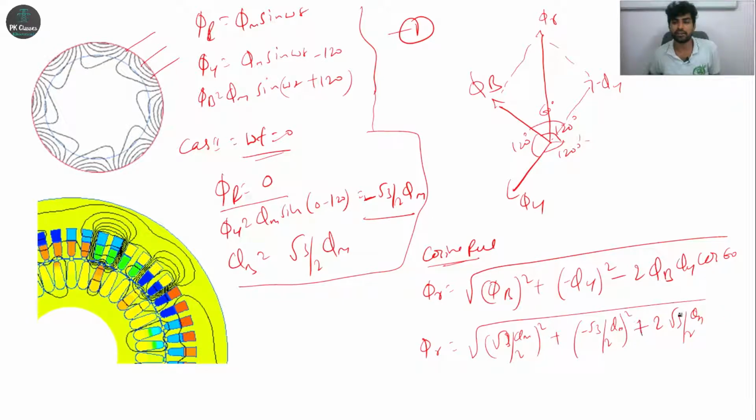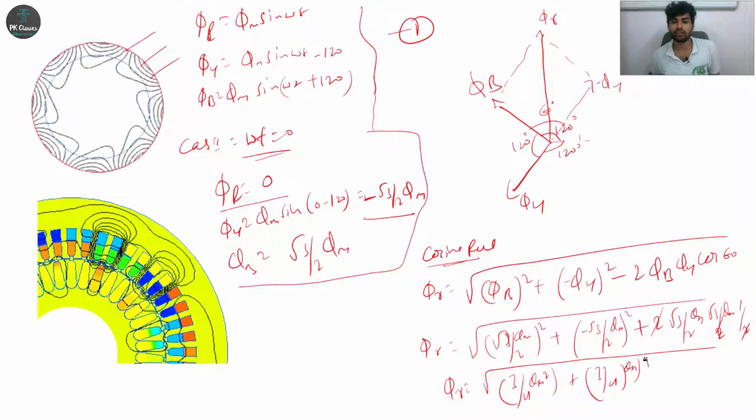I'll take plus over here. So here root 3 by 2 phi m, and cos 60 is 1 by 2. These two get cancelled. You will get phi R is equal to 3 by 4 phi m square plus 3 by 4 phi m square, because minus square will be there, it will become plus. Okay, root 3 by 2 phi m into root 3 by 2 phi m. Definitely we will get 3 by 4 phi m square, right?